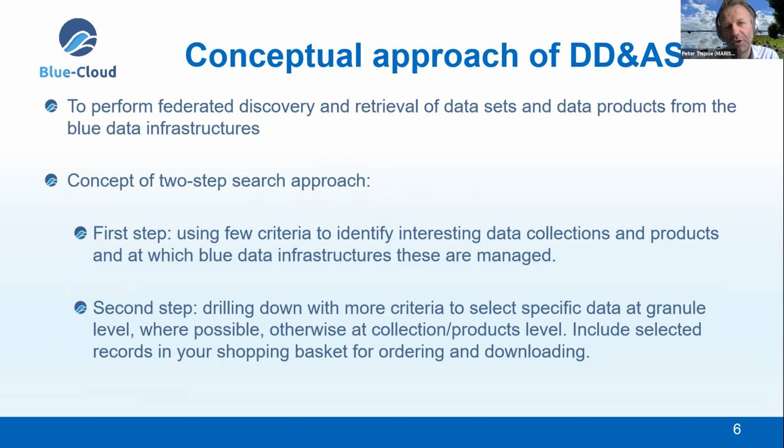The first step is you can use a few criteria to identify interesting collections and products from the Blue data infrastructures. And then if you find those, you can drill down a step further, where you can add more criteria to find specific data at what we call the granule level. So not a collection, but really at the individual data set level. And in the end, you can add those to a shopping basket and download them, or better, you can move them into the cloud for further processing in the VRE.